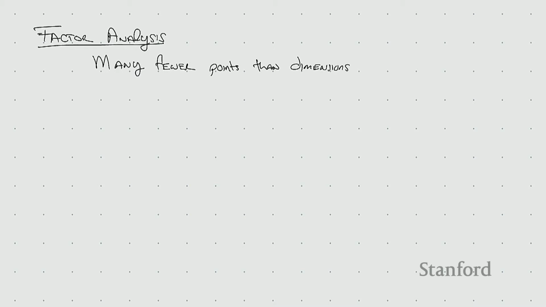Factor analysis. All right. So we have many fewer data points than dimensions. That's the setting that we're in. In terse notation, this is n is much less than d.